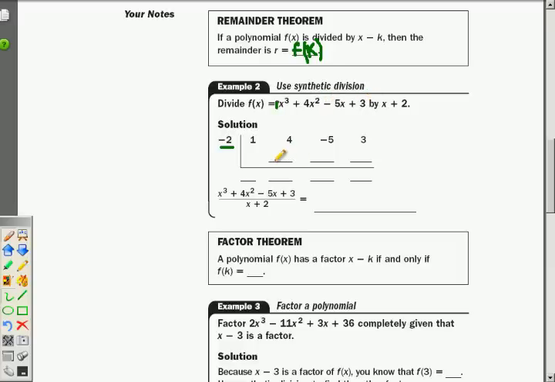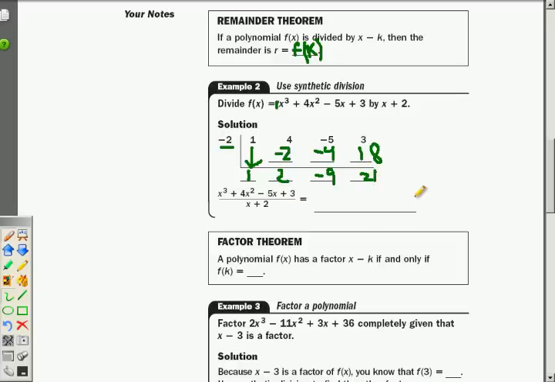Now, here's how you're going to do each step of this. First step, drop that leading coefficient. That's 1. Then you're going to multiply negative 2 times 1 and put that answer right here, negative 2. You're adding, and you get 2. Multiply, negative 2 times 2 is negative 4. Put that right there. Adding, negative 9. Multiplying, 18. And we have 21 here.